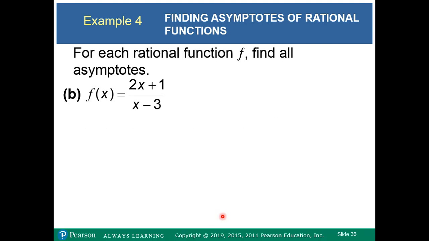Okay, so now look at this one here. If you notice, it has a vertical asymptote at x equals 3. Set the denominator equal to 0. So x equals 3 is a vertical asymptote. And because these both have the same degree, we could take the ratio of the leading coefficients, which is 2 over 1, and we see that there is a horizontal asymptote at y equals 2. But again, we could use division, and divide the top and the bottom by the largest power of x, and do the same thing.